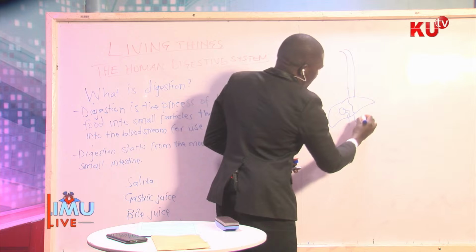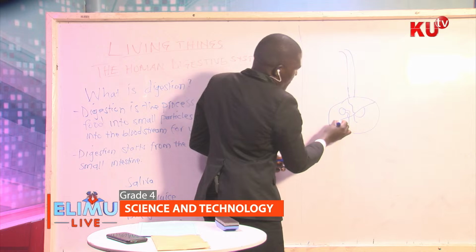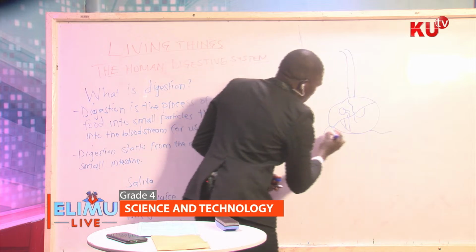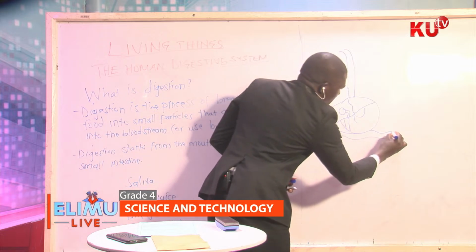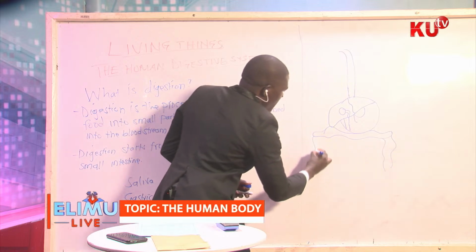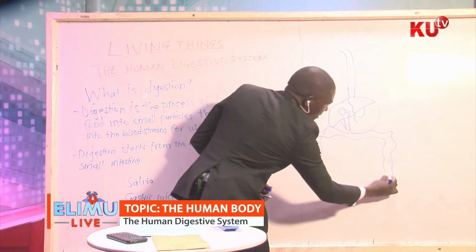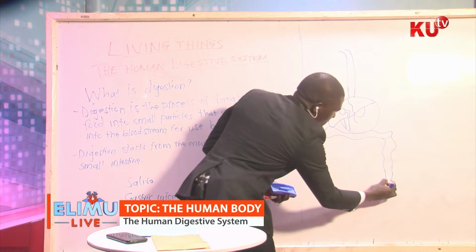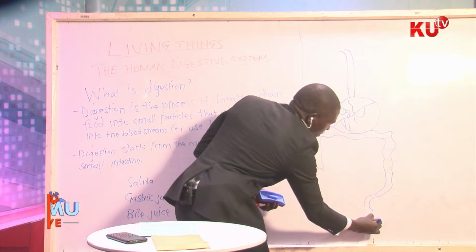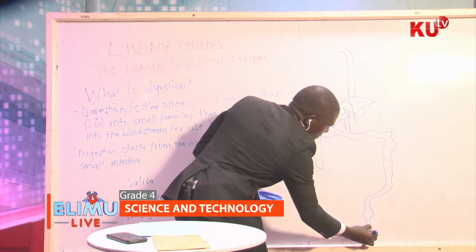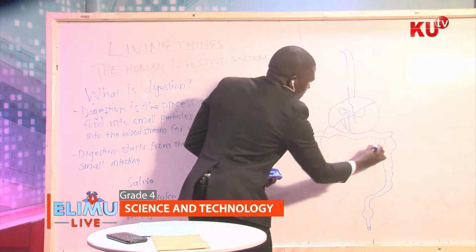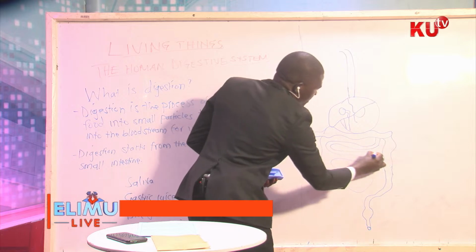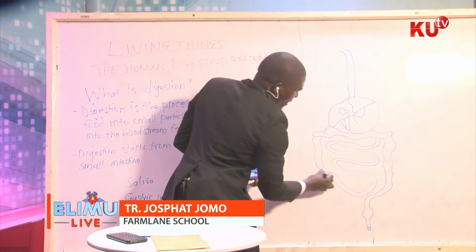These are the parts we are looking at. Learners, I hope we are drawing together the parts of the digestive system. We want to know them one by one. These are the parts of the digestive system.